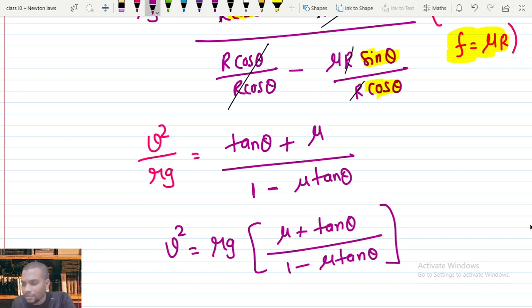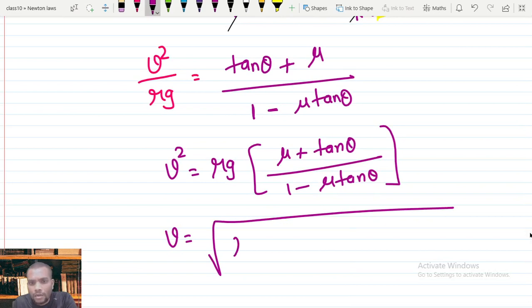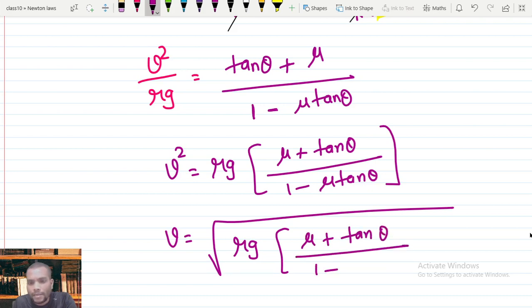I just interchanged the terms to remember easily. So finally we got the expression for velocity v equals under root Rg of mu plus tan theta upon 1 minus mu tan theta. You see, the velocity of the car is expressed in terms of the radius of the circular turn, the coefficient of friction and the angle of banking, and here g is a constant.